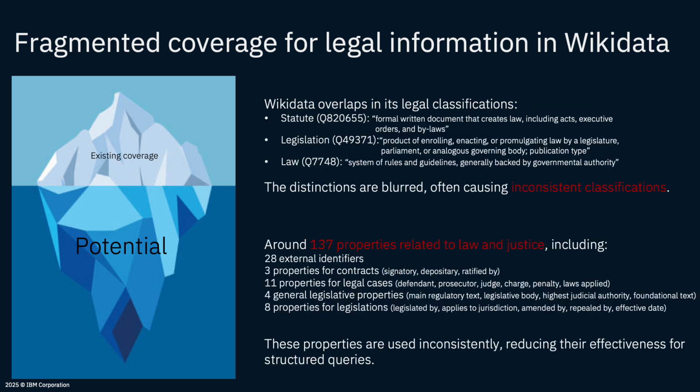Finally, when we look at other legal-related entries such as statute, legislation, or law, we see through their definitions that they have a lot in common, so the distinctions between them are really blurred, and that in turn can cause inconsistent classifications. Moving on to properties related to law and justice, we found a decent number, about 137 of them, but we also noticed that they were used quite inconsistently, which reduces their effectiveness to return relevant information from structured queries.